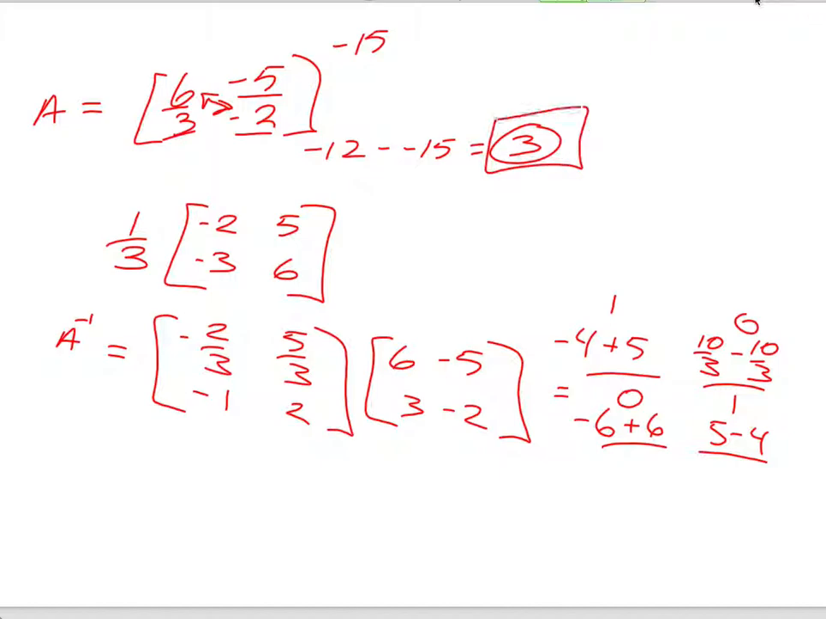Find the determinant. Put the determinant underneath 1. Switch upper left and lower right. Change the signs of the other two. Distribute your coefficient. And you have found the inverse. Questions on that? All right, now get your calculator out so we can do a 3 by 3.